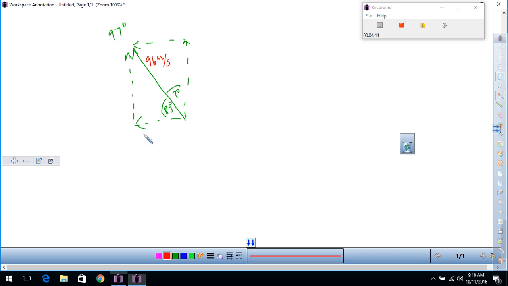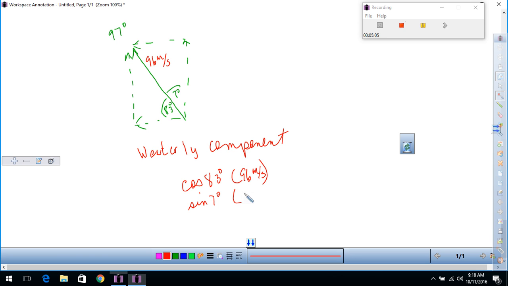So if I want the westerly component, I can say cosine of 83 times the hypotenuse. Or I could also say sine of 7 times the hypotenuse. Either one of those would work. Then if I want the northerly component, I can say cosine of 7 degrees times 96. Or I can say sine of 83 degrees times 96. So make yours pretty and do a good job on that one because it's not very hard.